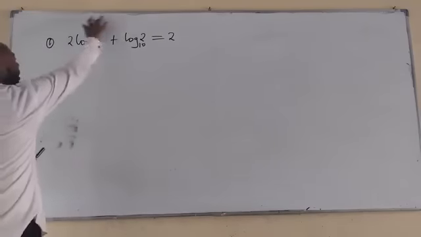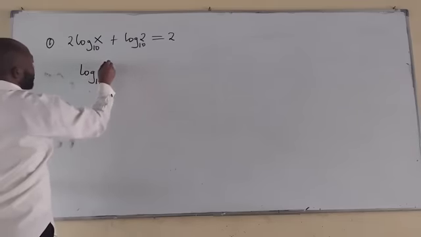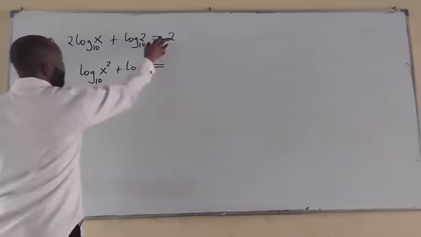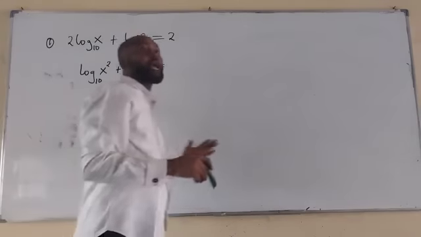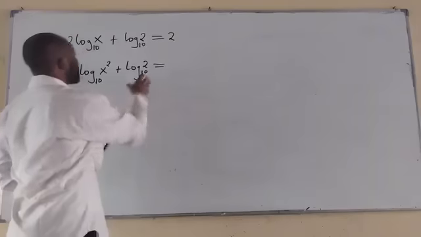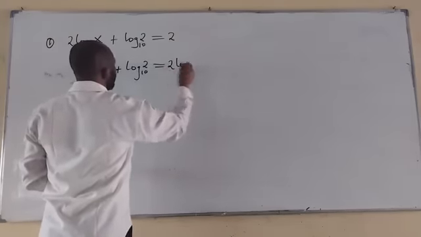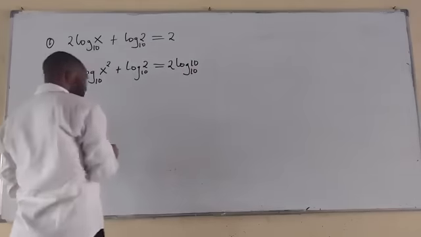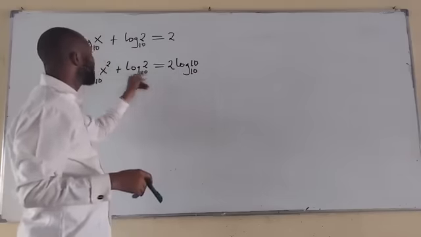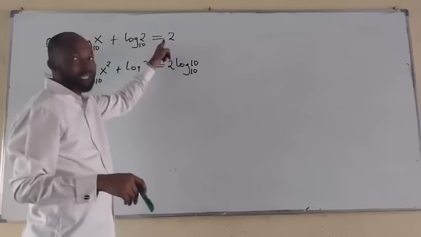So here, the power law can give us log x in base 10 raised to the power 2 plus log 2 in base 10 is equal to 2. Because the left hand side of my equation has log in base 10 in it, I have to introduce it here in a way that it will maintain what it is. So this becomes 2 log 10 base 10. The reason why I use base 10 is because I have base 10 in this log. And I know log 10 base 10 is 1, 1 times 2 is still 2. So it has not changed.